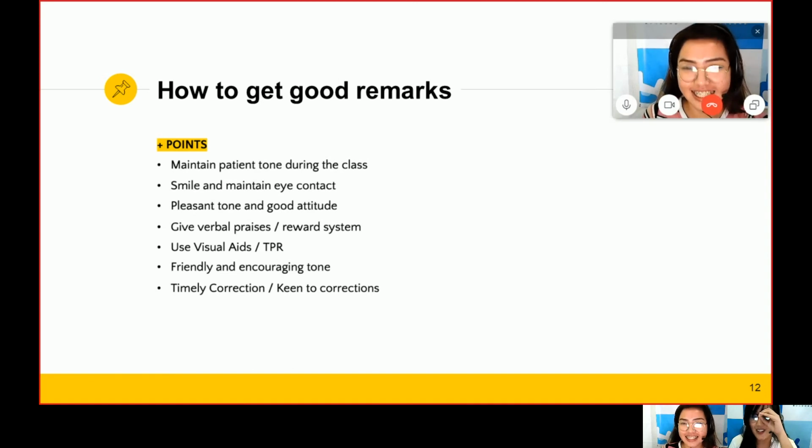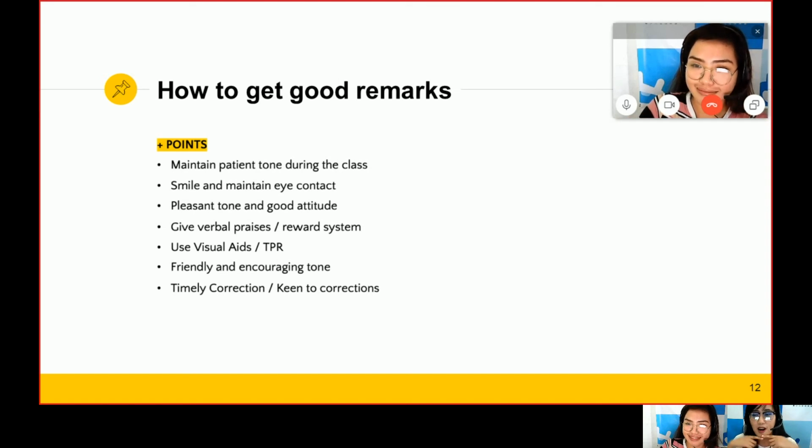"Mimi, look at teacher. Look, teacher has a friend. Who is this?" You can catch their attention in order for you to get the attention of the student. Just be patient. You will encounter many students that are not listening to you. Next is smile and maintain eye contact.